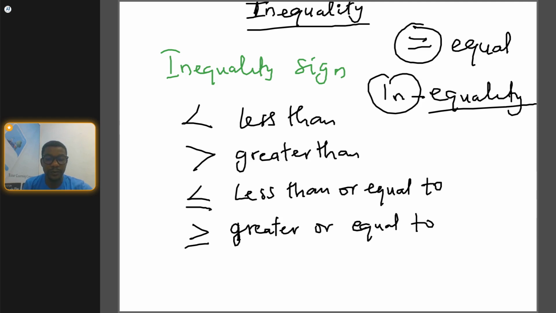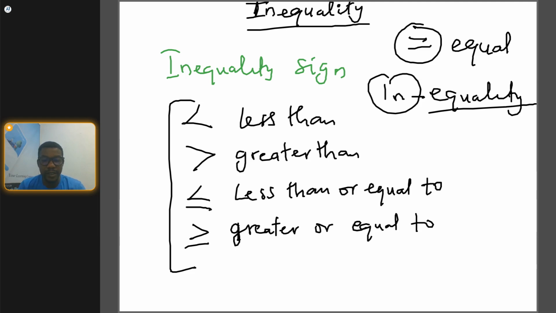We also have greater than or equals to, less than or equals to. Those four signs are going to be the major ones we'll be focusing on today. So we have the less than, the greater than, the less than or equals to, and also the greater than or equals to. These are the four inequality signs we are going to focus on in class today.